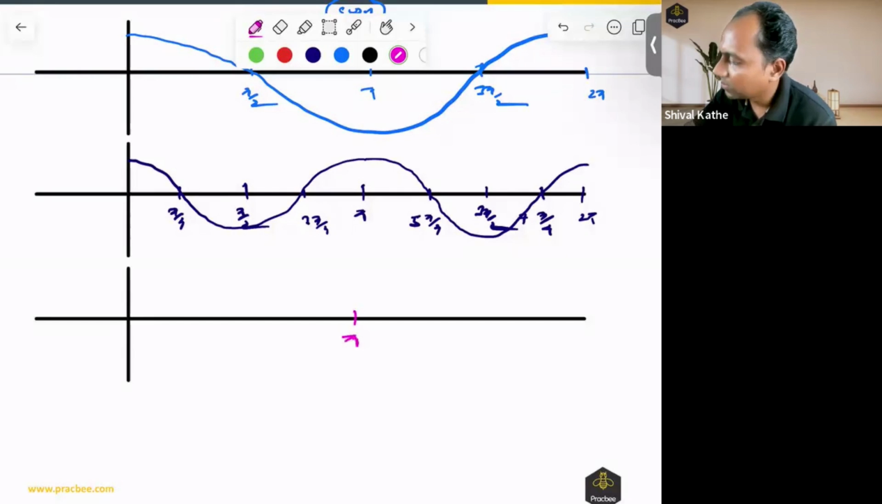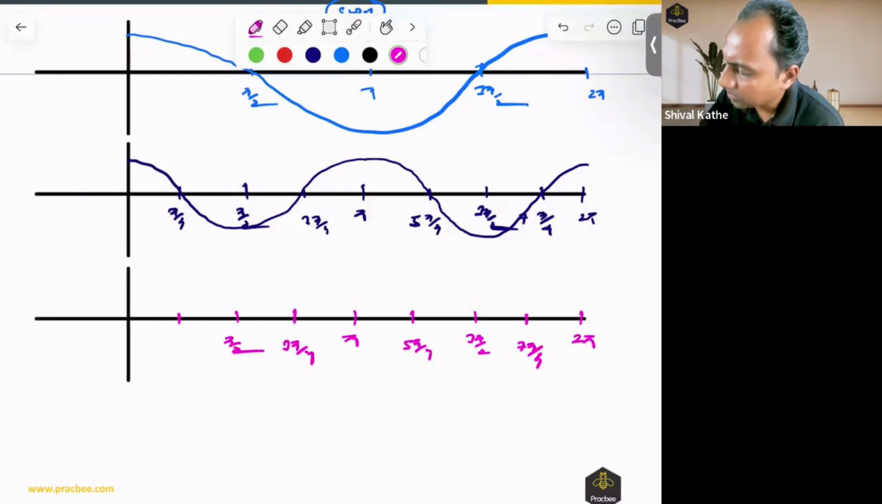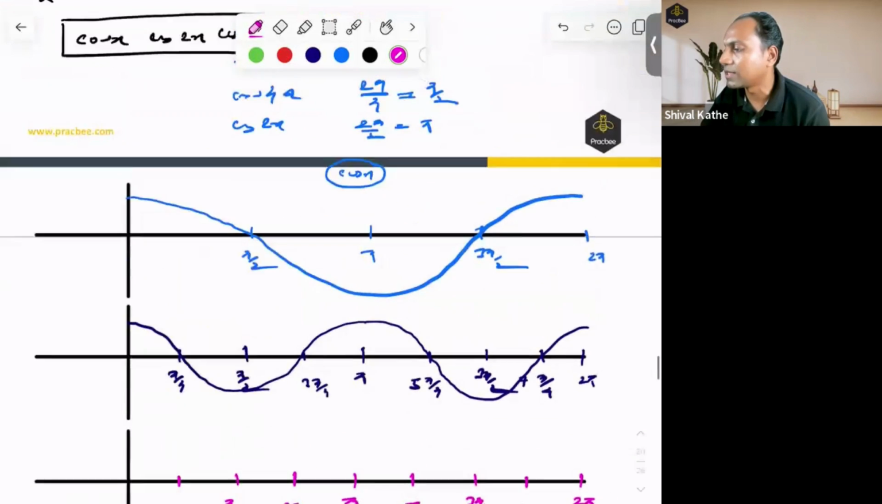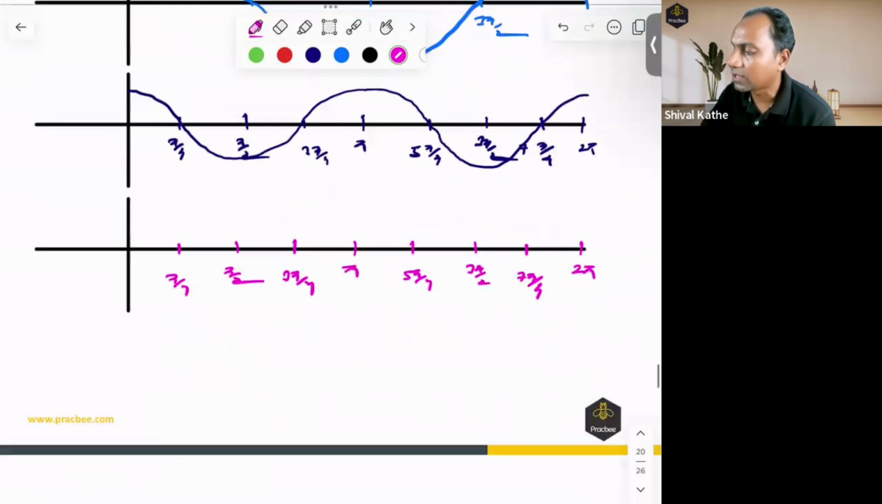So pi was fine, 2 pi is also fine, and pi by 2 is also fine, and 3 pi by 2 is also fine. And now this point is also fine. This was nothing but 5 pi by 4. This was nothing but 3 pi by 4. This was nothing but pi by 4. Now you can see that the period has become even smaller. In pi by 2, one cycle will be over.